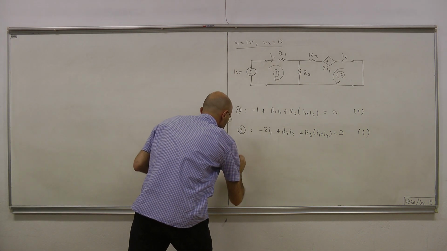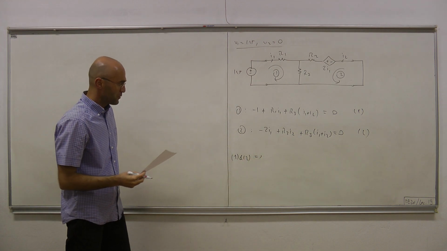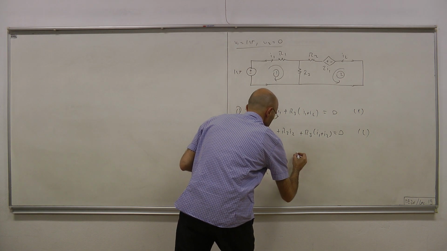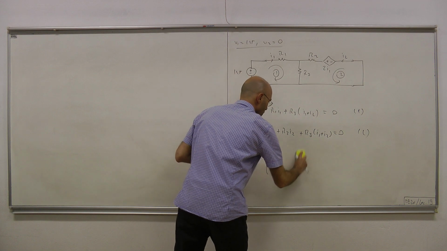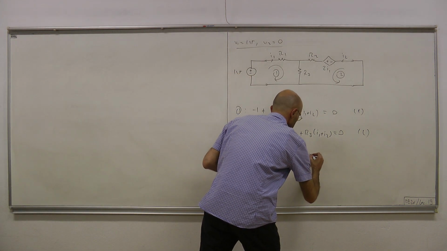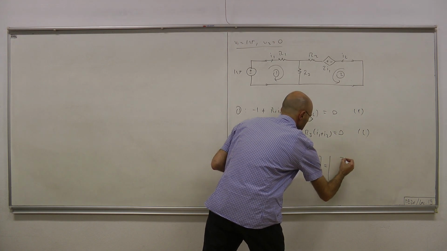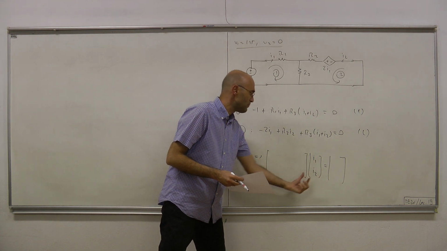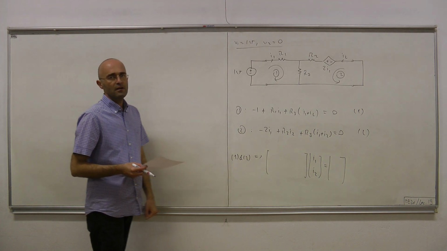So let's combine 1 and 2 in a matrix equation. If you do that, what we have is something times the unknowns I1 and I2 equals the vector that contains the knowns. Then we can compute I1 and I2 in this vector by simply multiplying both sides by the inverse of this matrix here.